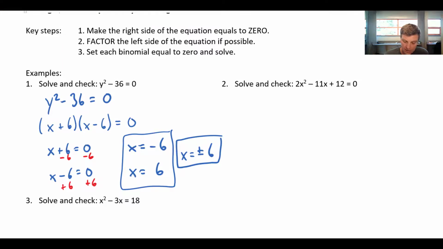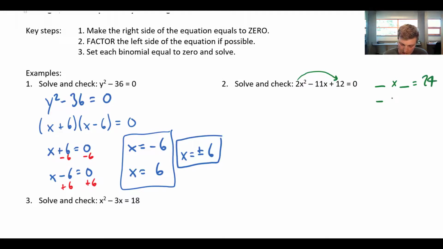Okay, let's try this next one here. 2x squared minus 11x plus 12. I think we're going to have to do a decomposition here, because this a value is not 1. So to factor it, we'll have to do some decomposition. So I've got something times something equals 2 times 12, which is 24.